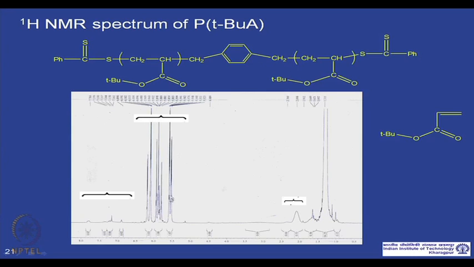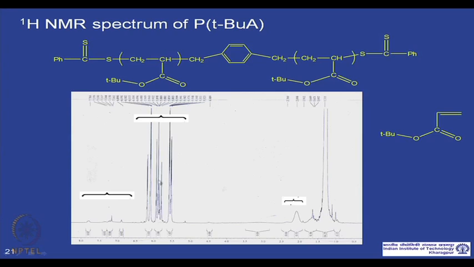Now, look at these peaks. These are for these 3 hydrogens present in the monomer: 1, 2, 3 peaks for the 3 olefinic hydrogens present in the monomers. So, from the ratio of the peaks, this corresponds to 3 protons of the monomer, and this corresponds to the 3 protons of the polymer. So, from this ratio you can find out the conversion of monomer into polymer.